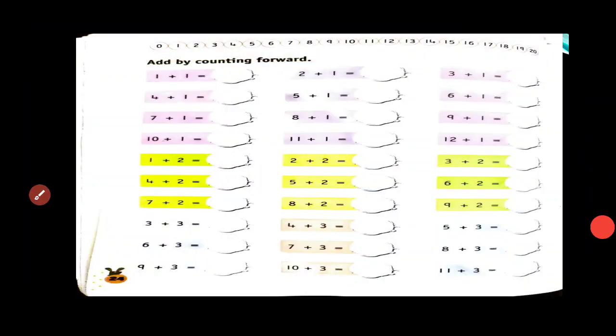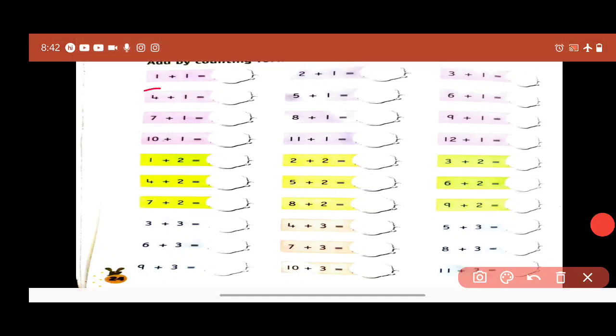Moving on. Now we are going to cover some pages of Maths is Fun. This is page number 24. Over here we have to add by counting forward. Okay, see over here 1 plus 1.